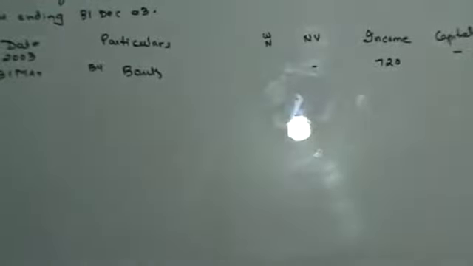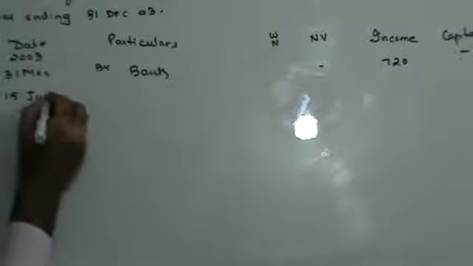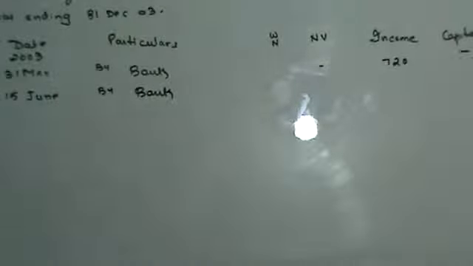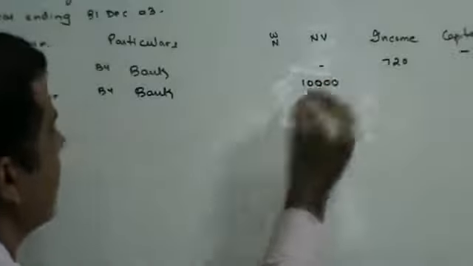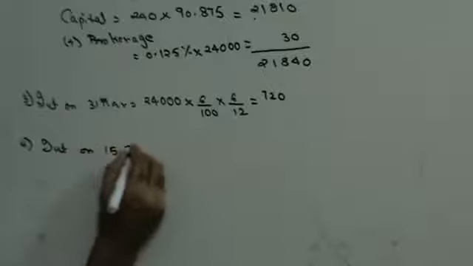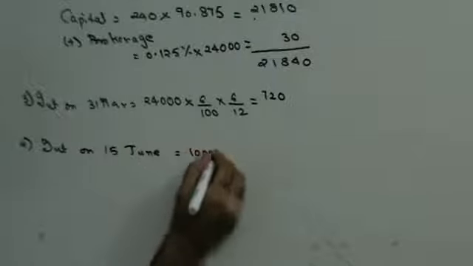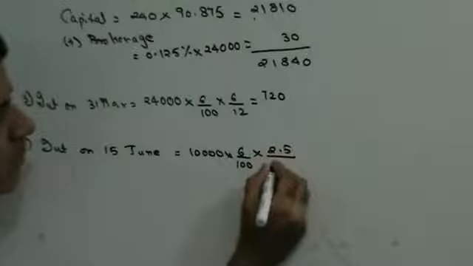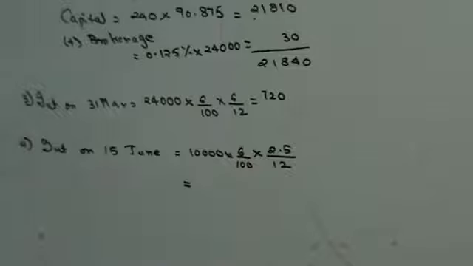Next, they are saying that on 15th June you sold, by bank, debentures of 10,000. Can you please work the interest out? Interest on 15th June is 10,000 into 6%. You just finished paying interest on March, so 2.5 months. Someone please help me calculate this. 125. So the interest is going to be 125.